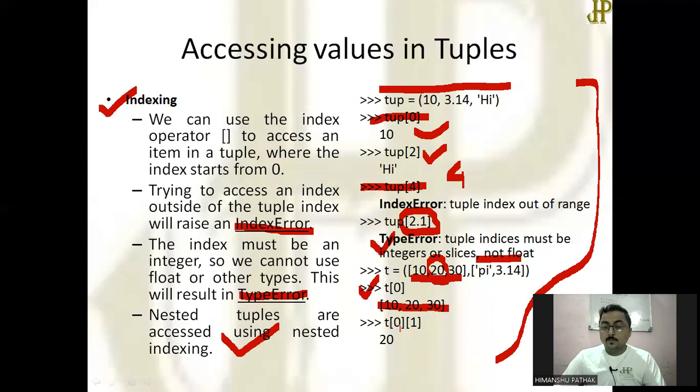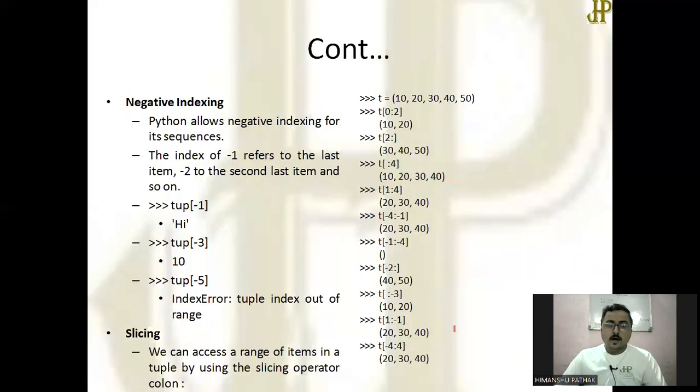The 0th element of the tuple is a list, and from that list we want the 1th element. So it is 20. 20 will be accessed. Okay. So I think it is very clear to you how to access values using indexing. Another type of accessing is negative indexing, same as in list. And also slicing can be done in tuple too. Okay, these are the examples.